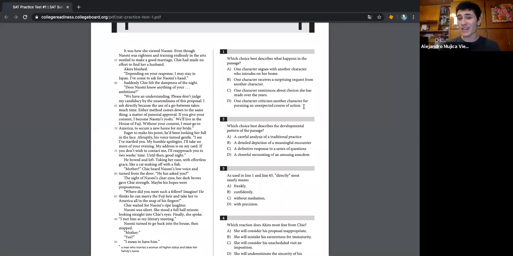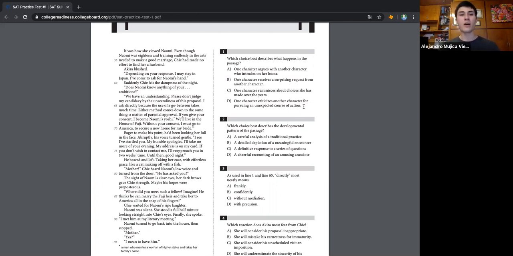And then, one character criticizes another character for pursuing an unexpected course of action. This one might be the most confusing because there certainly is an unexpected course of action in the case of Akira, who didn't follow protocol or tradition and asked the request directly. But the key part here is "criticizes." Chie, at most, judges his request with amusement, or if she ever criticizes Akira's request, she does it in her mind, but she never actually criticizes it. And it is certainly not the main focus of the passage.